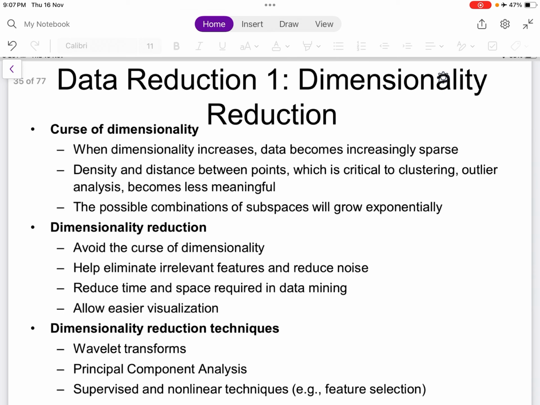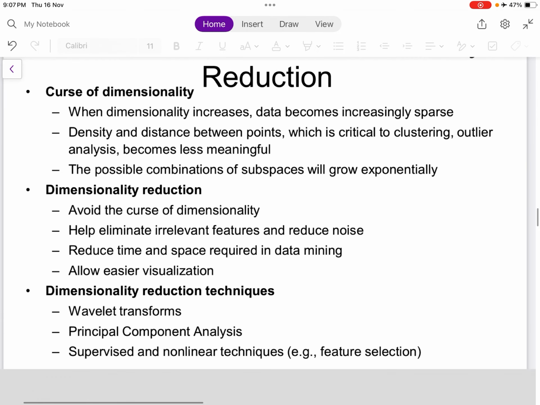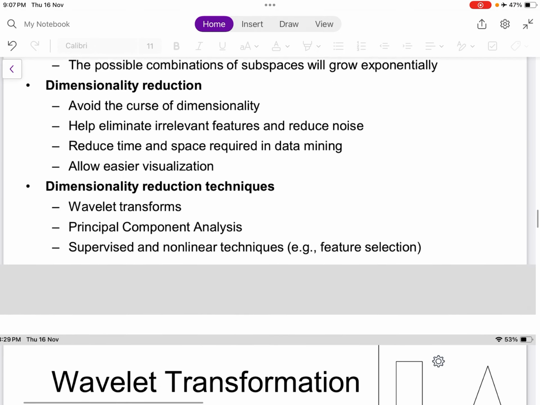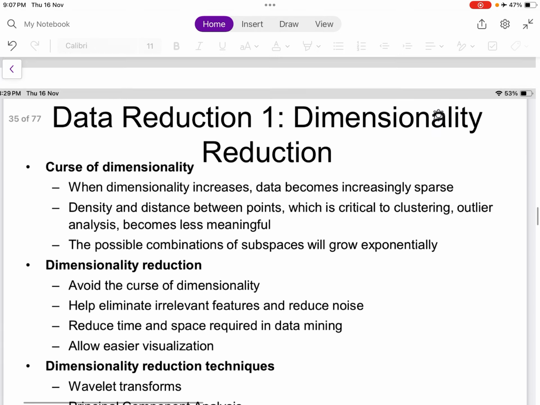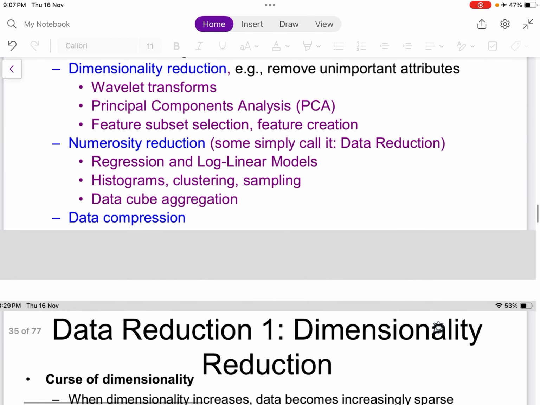Curse of dimensionality. When dimensionality increases, data becomes increasingly sparse. Density and distance between points, which is critical to clustering and outlier analysis, becomes less meaningful. The possible combinations of subspaces will grow exponentially. Dimensionality reduction.